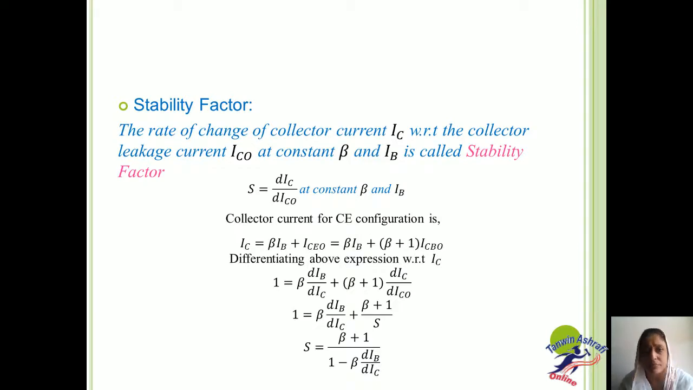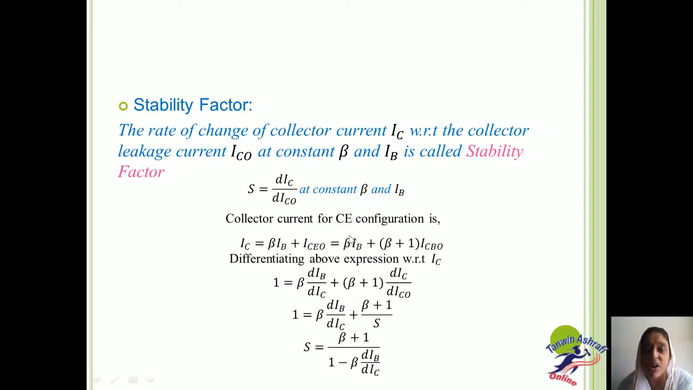Stability factor. What is a stability factor? The rate of change of collector current with respect to the leakage current, at a constant beta and IB, is called the stability factor. That means how much the collector current changes with the leakage current of the collector in reverse bias, at constant beta and IB. Now, S equals the derivative of collector current with respect to the derivative of the leakage current ICBO at constant beta and IB.